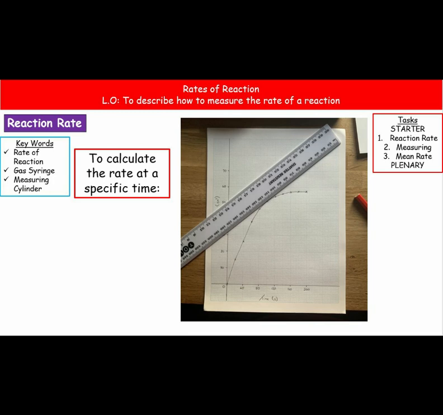Then what we need to do is angle that ruler so that on each side of that point you've got approximately the same amount of space between the ruler and the curve. So I've lined up the ruler so you've got approximately the same space between the ruler and the curve on each side of 100 seconds. Now don't go too far from that, obviously, because it's a curve, so it will change. But close to that point, make sure it's approximately the same on each side.